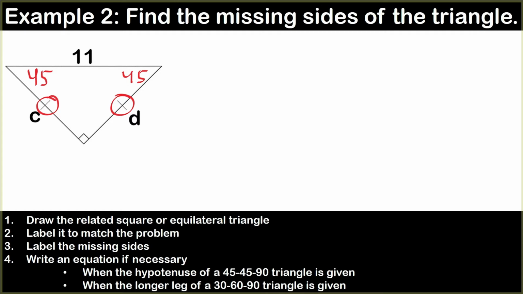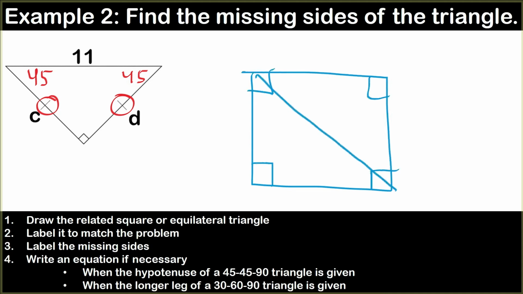So now we'll draw the related square and label it the same way that the 45, 45, 90 triangle is labeled. Well, the side across from the 90-degree angle is 11 in my original picture. So that's the diagonal of the square, which is 11 in this picture. And then C and D are two of the sides of my square. And I know that those are going to be the same because a square has 4 equal sides. So if I can find one of those sides, I will be able to find both of them.